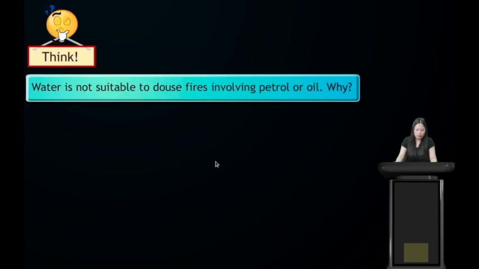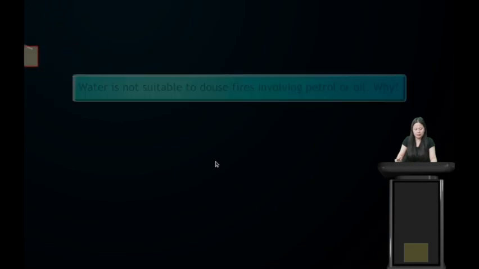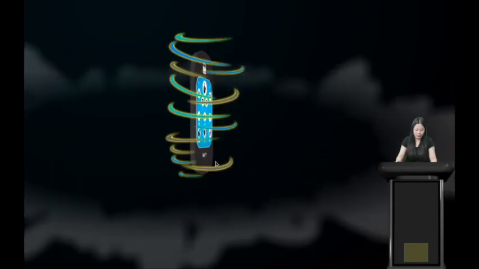Water is not suitable for fires involving petrol or oil. Why? So when this frying pan is on fire, it is not suitable to pour water there. Why? We will find out, but before that, let us answer a few questions. Please get your rough devices ready.